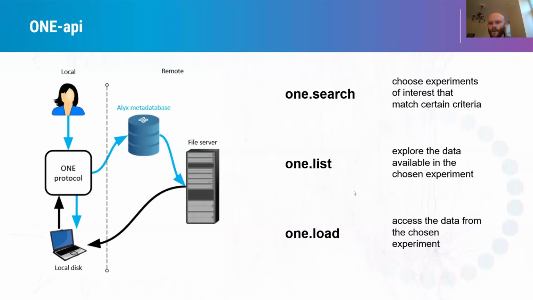But if you provide ONE with a URL to our OpenAlex database, you're also capable of searching the database itself for all of the brainwide map data, as well as other IBL data, in fact. And so with this, you can load the data and ONE will download it for you if it's not already on disk.